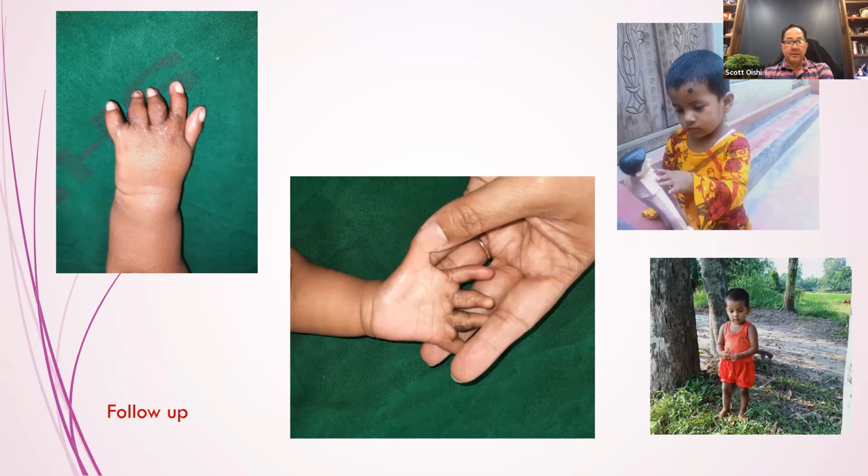I would wait until a year of age to start, and I would do the first and third web space like they did. I tend to use graft from the volar wrist crease because I think it's a better color match, doesn't get hair long term in most cases. So I tend to go to the wrist crease, but the groin is certainly tried and true.